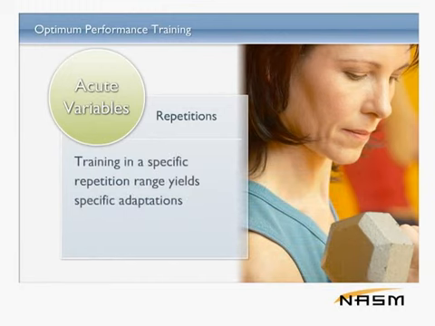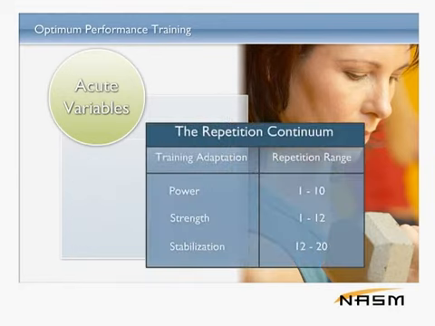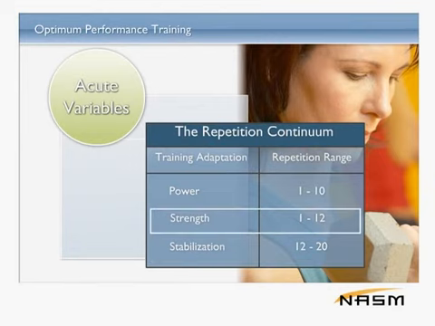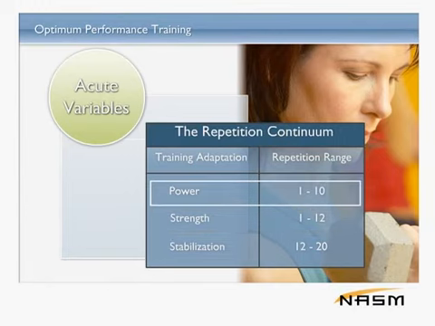Research demonstrates that training in a specific repetition range yields specific adaptations. Therefore, depending on the goal of the individual and the phase of training, it is possible to define a specific repetition range. For example, if one is trying to elicit stabilization adaptations, 12 to 20 repetitions would be appropriate. If strength adaptations are the goal, then 1 to 12 repetitions would be appropriate. If the goal is power, then 1 to 10 repetitions would be the appropriate range.